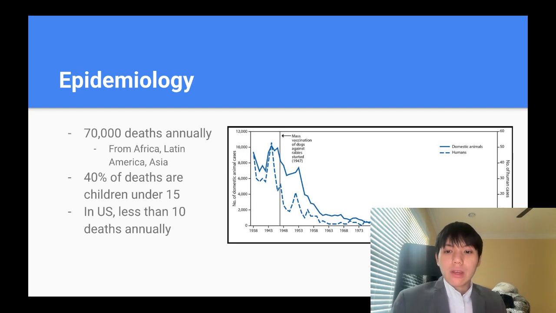From this graph, we can see in the US, due to the high vaccination rate, the rabies cases for humans have dropped below 10.